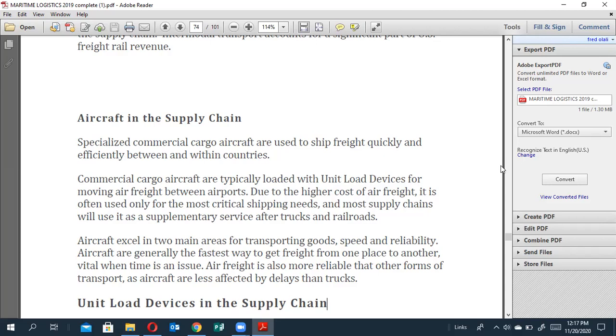So aircraft excel in two main areas of transporting goods. One is speed, and two is reliability. Aircraft are generally the fastest way to get freight from one place to another, vital when time is an issue. Air freight is also more reliable than other forms of transport, as aircraft are less affected by delays than all the other modes of transport.